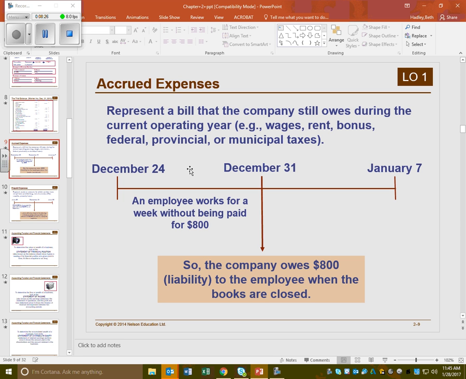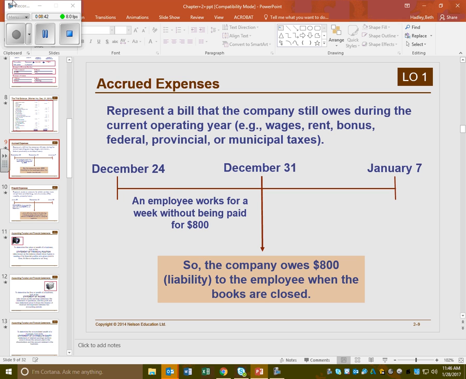Accrued expenses, and actually I'm going to just do a couple more slides, and then I'm going to cut this video off and then start another one. I try not to make my videos much longer than 10 minutes.